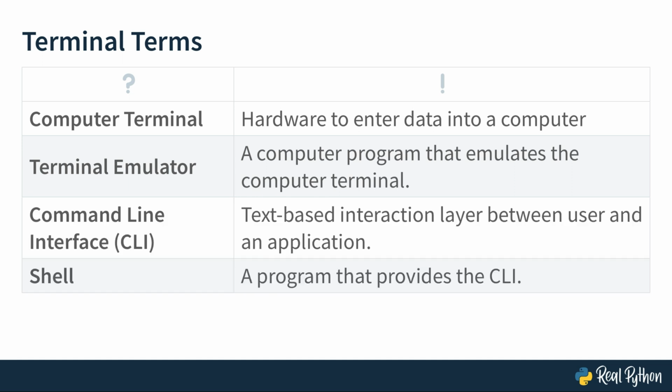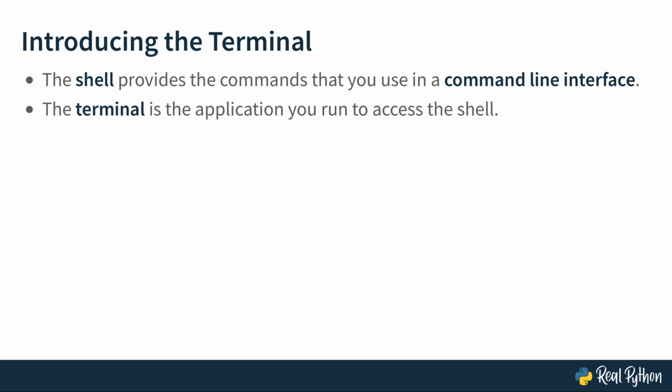There are two other terms that you might hear now and then in combination with the terminal: command line interface and shell. Command line interfaces allow you to interact with an application or program through the terminal. You execute commands and see their output. A shell is a program that provides an interface with specific commands to you. To bring it all together, the shell provides the commands that you use in a command line interface, and the terminal is the application you run to access the shell. And these were the terminal terms. But enough with the theory for now. Let's hop into the main part of this course and do some work with the terminal.